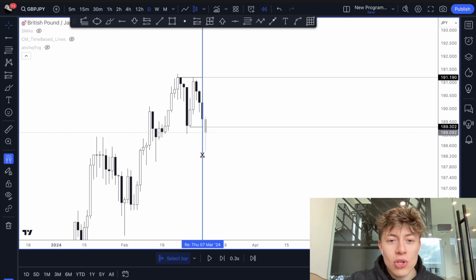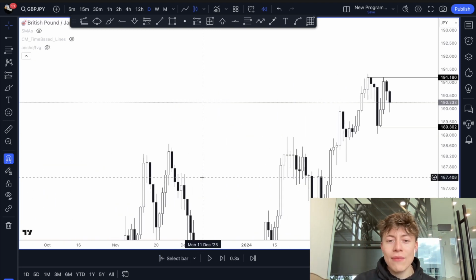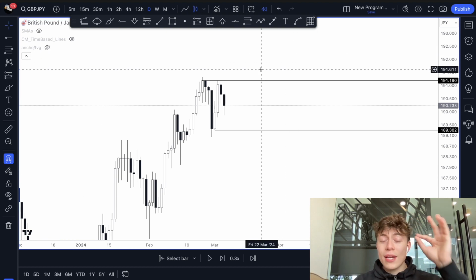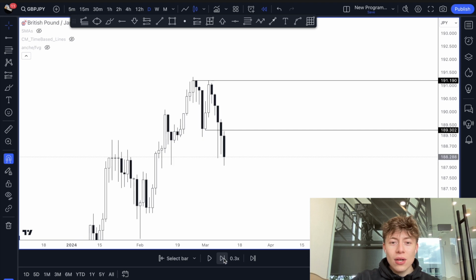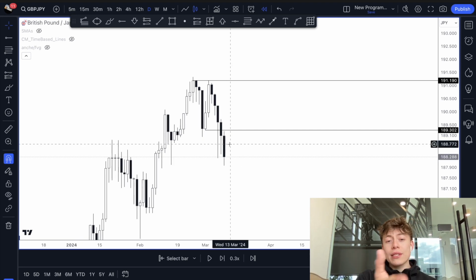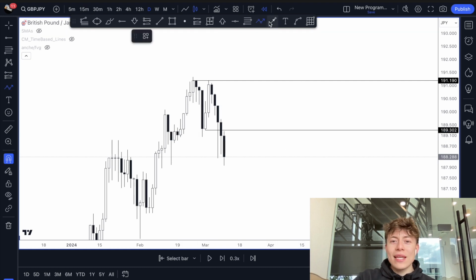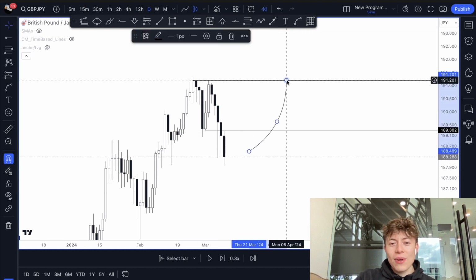Okay, again, when you're in this range, right? You don't have a clear bias, right? But there's generated liquidity on both ends of the range. So when price breaks under here, we're generating liquidity, we're sweeping this low for a potential move to the upside right here, right?